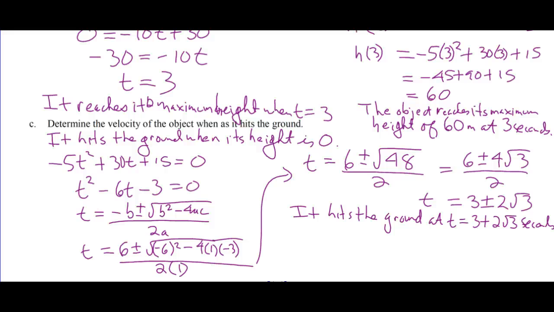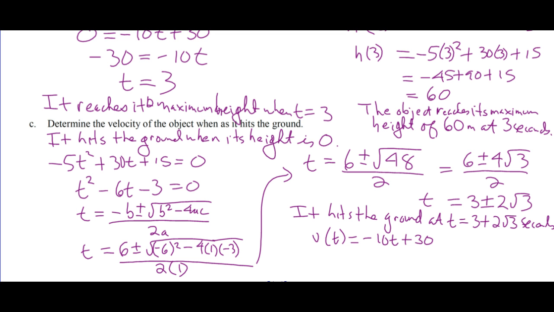So is that it? We done? No, that was the preliminaries, right? It was just figuring out when. What do we want? We want the velocity. What's our expression for velocity? Negative 10t plus 30, was it?